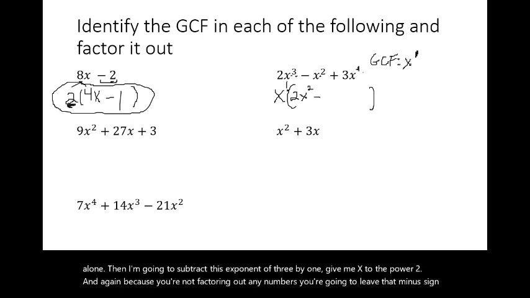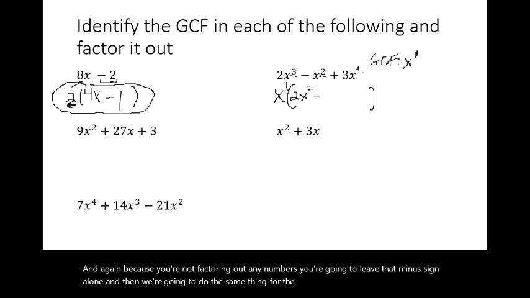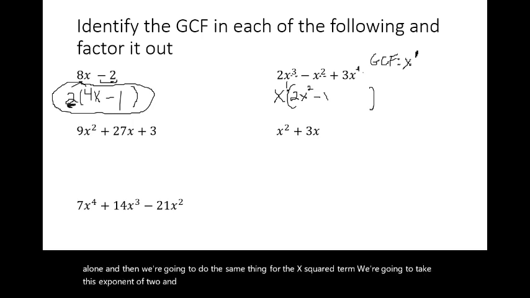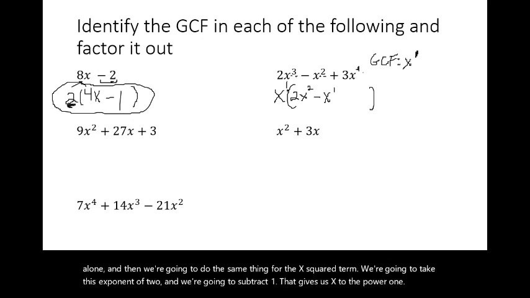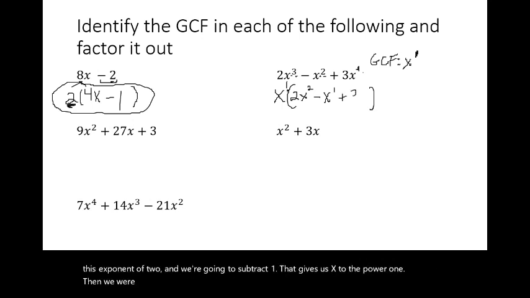And then we're going to do the same thing for the x squared term. We're going to take this exponent of 2 and subtract 1. That gives us x to the power 1. Then we're going to leave the plus 3 alone. And then we're going to do the same thing on this x. So 1 minus 1 will give us x to the power 0.